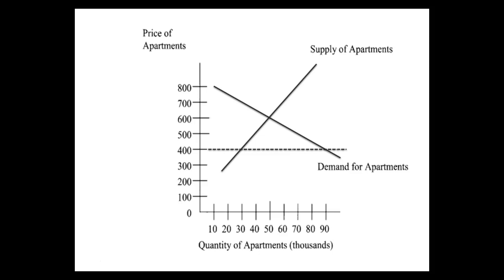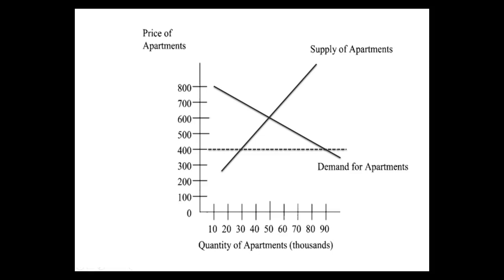Those who get an apartment are better off because they're saving $200 a month in rent, but there are now more people out of housing than there were previously, because when the price was $600, there were 50,000 apartments. Now there are only 30,000 apartments available, so we basically have taken 20,000 people and put them on the streets.